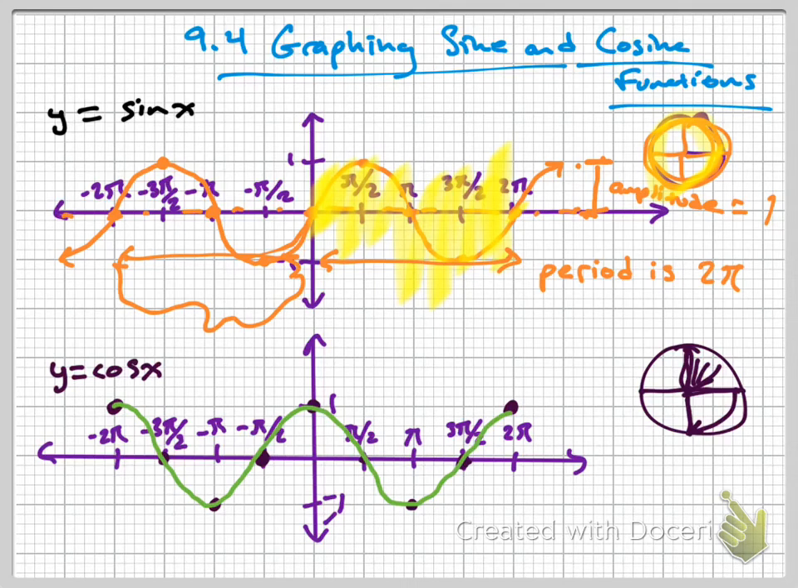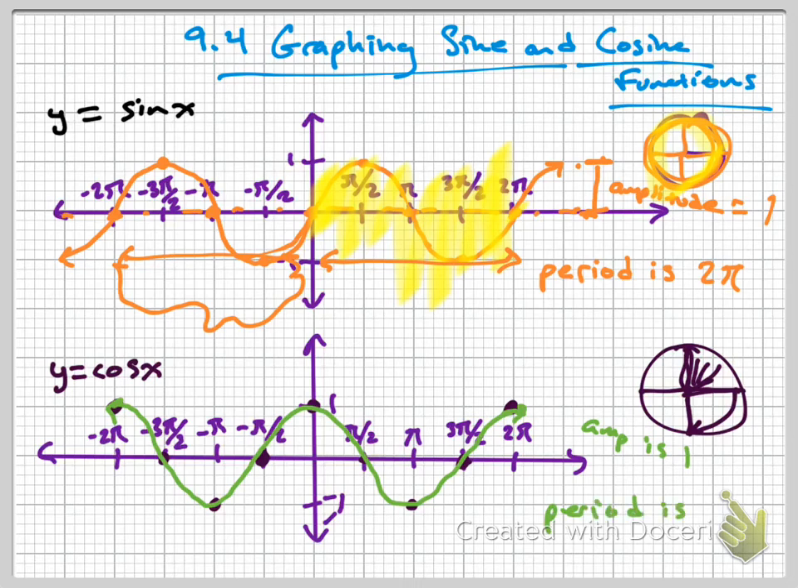And so actually, if you were to shift any cosine function to the right pi over 2 units, you would get the exact sine graph. If you were to take any sine graph and shift it to the left pi over 2 units, you would get exactly a cosine graph. And again, the amplitude of the cosine graph is the same. The amplitude is 1. And the period is also 2 pi.